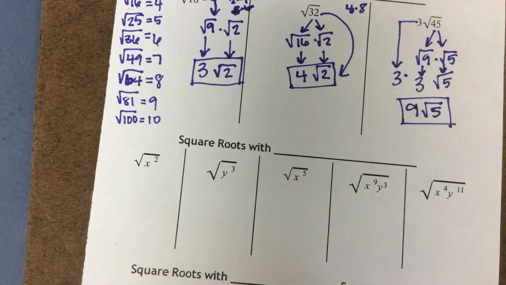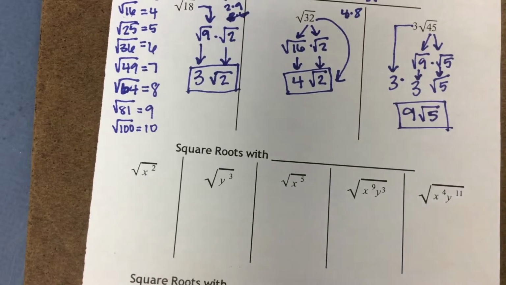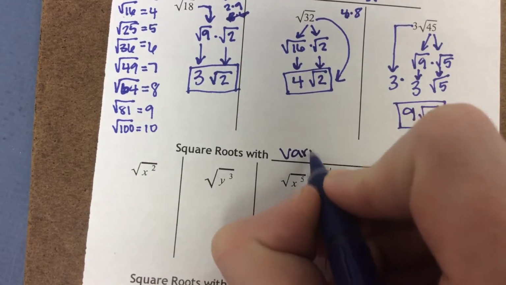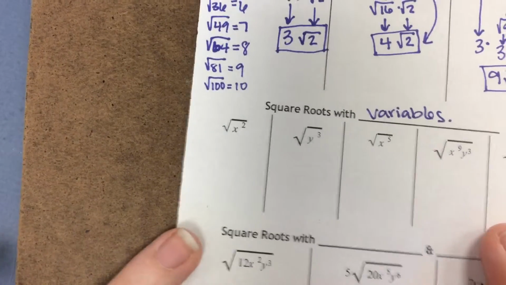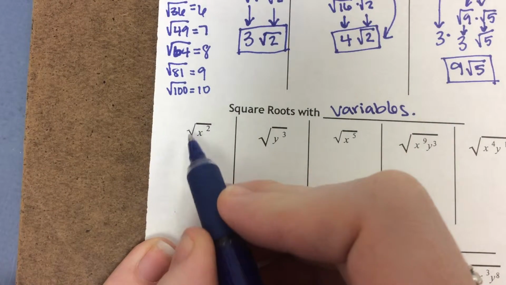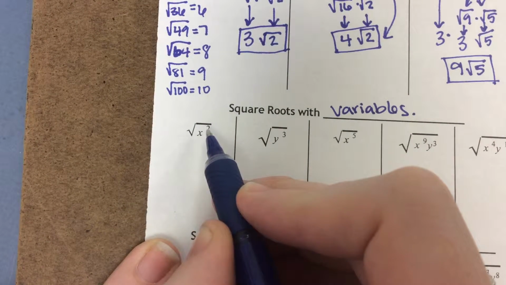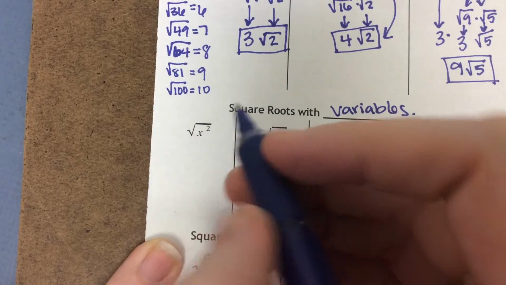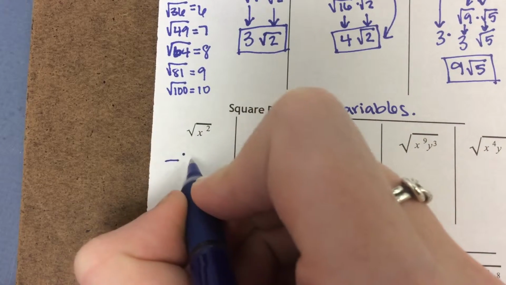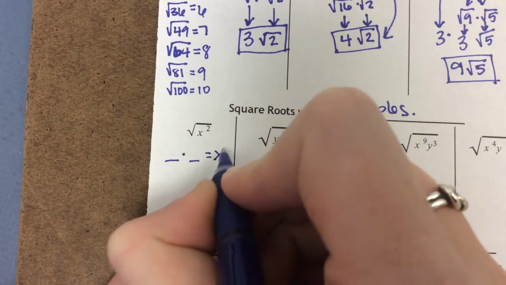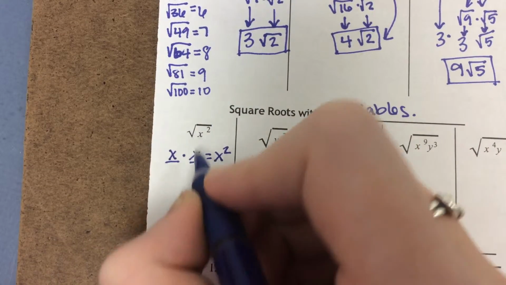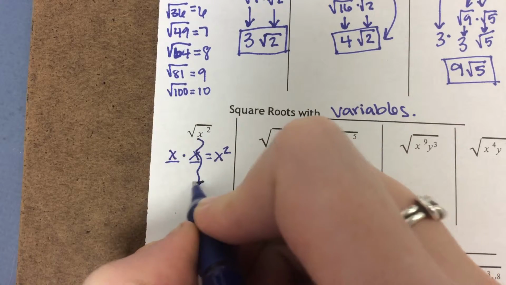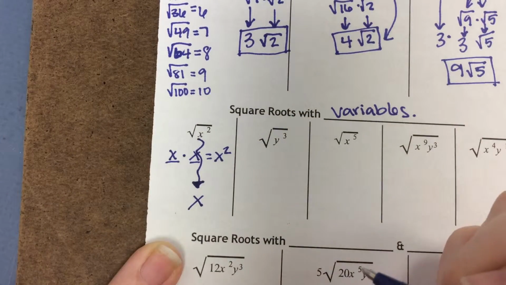The next thing we're going to talk about is square roots with variables. When you're taking square roots of something squared, the square root is saying what times the exact same thing would give me that x squared. Well, x times x would give me that x squared. So the square root of x squared is x.